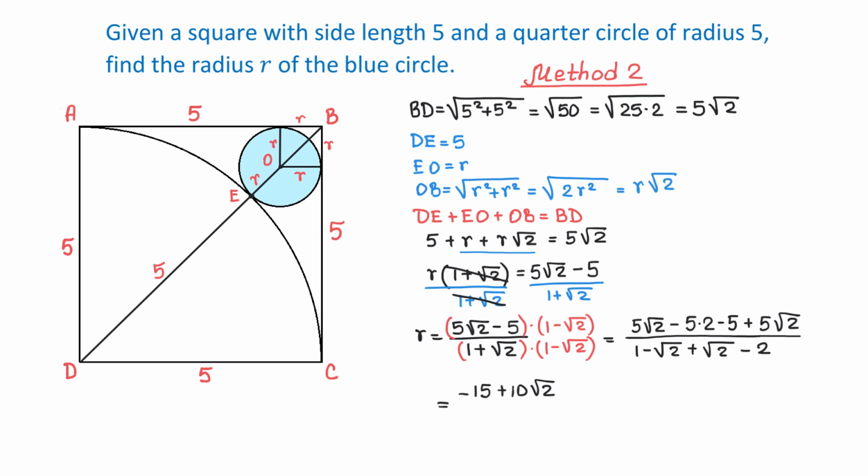Now in the denominator, negative square root of 2 and positive square root of 2 will cancel, and 1 minus 2 is negative 1. So we will divide the whole fraction by negative 1. And now negative 15 divided by negative 1 is positive 15. And 10 square root of 2 divided by negative 1 is negative 10 square root of 2. And this is approximately 0.86 units. So we found the radius of the blue circle using the second method, and we got the same result of approximately 0.86 units.